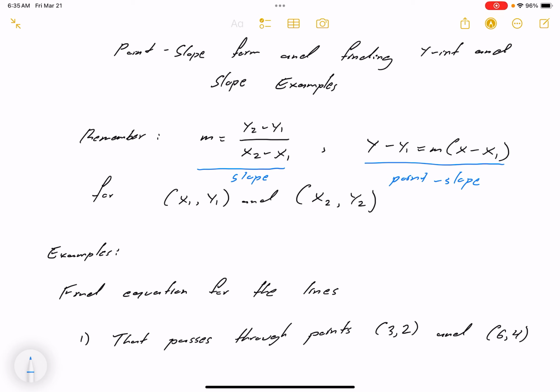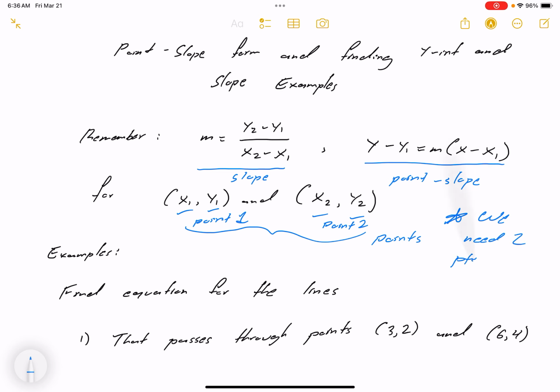So this is going to be for x sub 1, y sub 1, and x sub 2, y sub 2. These are going to be your points. This is point 1 and point 2. Remember, we need 2 points to have a line. You cannot have a line with just 1 point. So that is why we have 2 points, right?